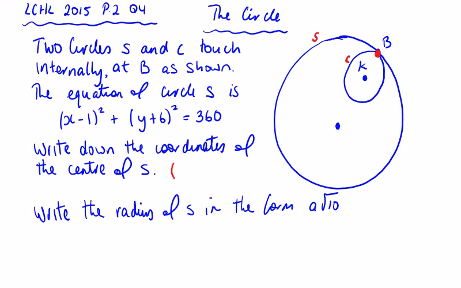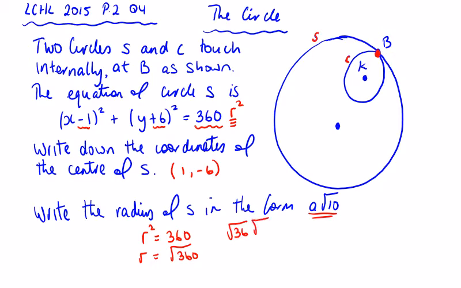So with your excellent knowledge of the circle, you just change the sign of these numbers. So you get (1, −6) as the center of the circle. The radius, well, it's always written in the form equals r squared. So r squared is equal to 360, so r is equal to the square root of 360. And there's a clue in the question here, where your calculator will do this work for you. But where does this 6 root 10 come from? It comes from the square root of 36 times the square root of 10, which is 6 root 10.